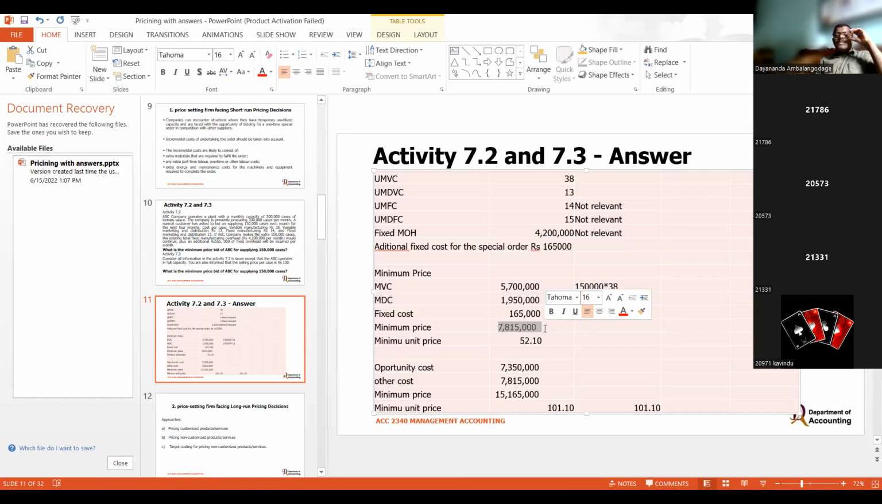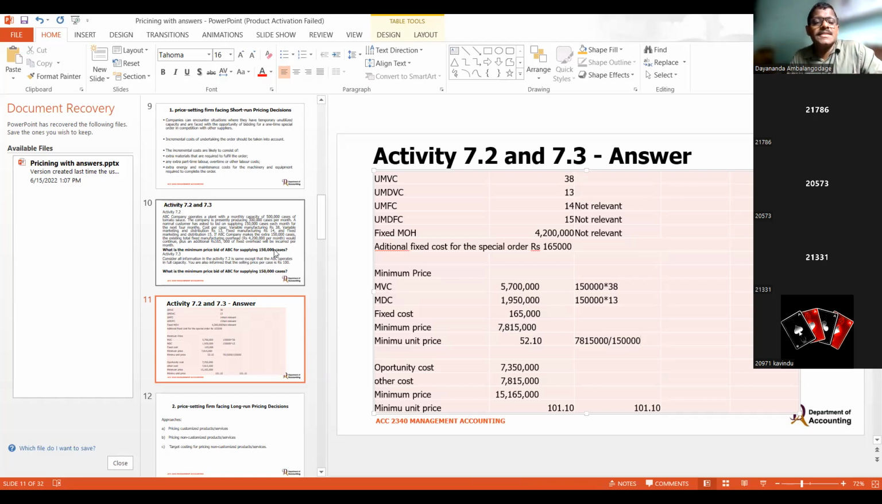7.815 million is the minimum price. So at this price, we have to see that we are not making any profit. Thereby, the unit price would be this much. How do you calculate the unit price? Just 7,815,000 divided by 150 cases, you get 52.1 per unit. This is the incremental cost to accept the special order, right?